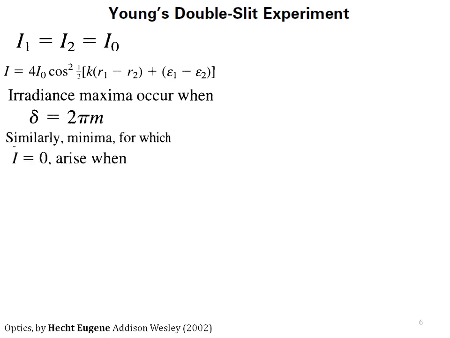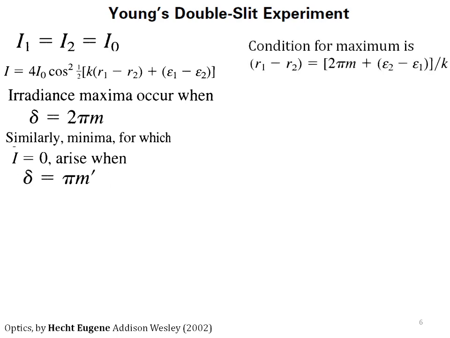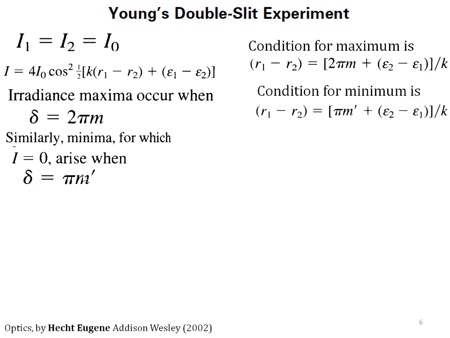Now the phase difference has to be 2 pi m, that is fine. Now for minimum, the intensity has to be 0, and what should the phase difference be? It should be pi m dash. Say m and m dash are some integers; m dash has just been chosen as a different notation to represent them irrespective of each other.